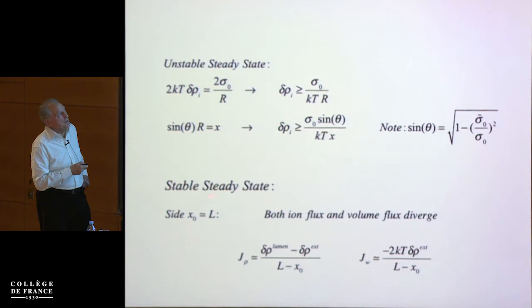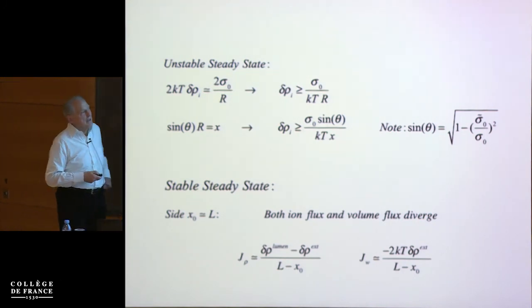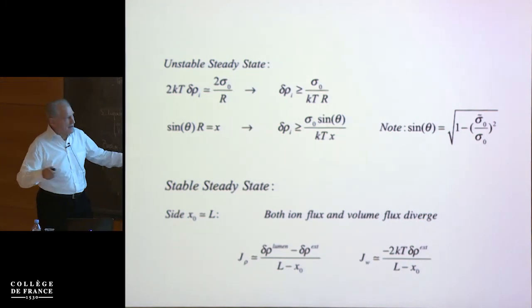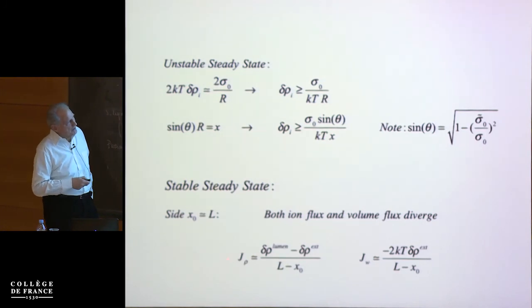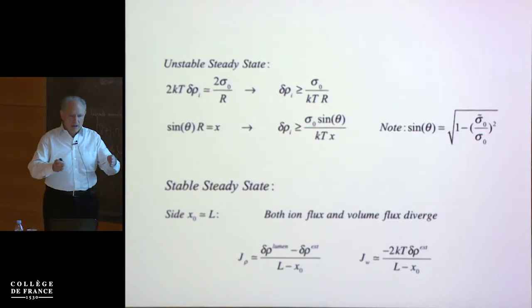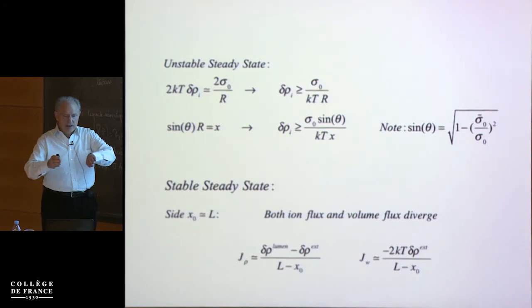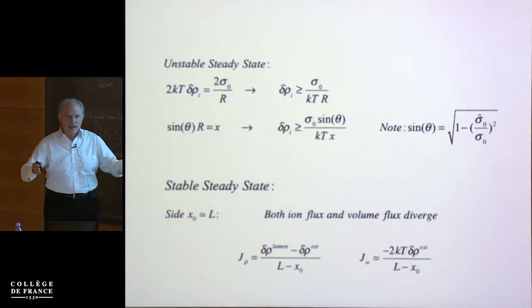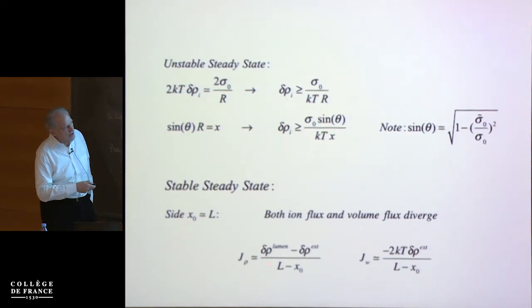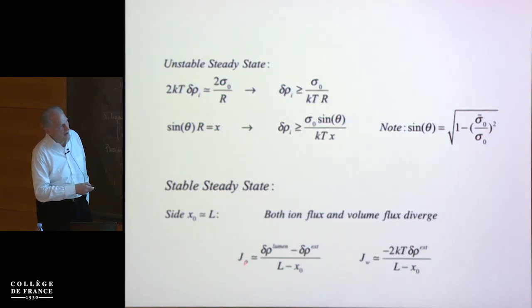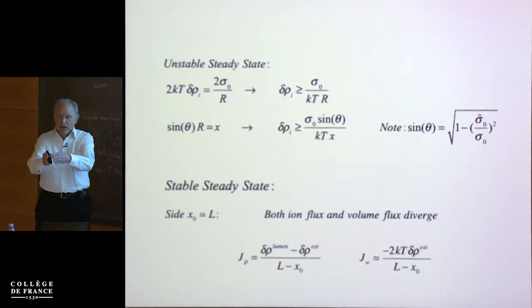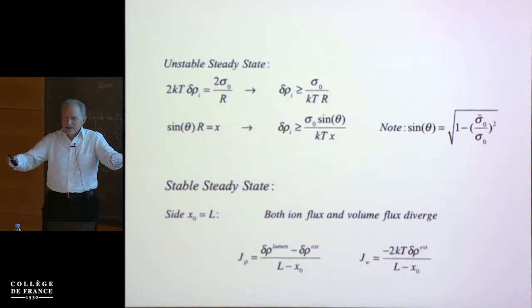Now, why can we get a stable steady state? It has to do with the lateral leaks. It's easy to understand that when the distance of the side of the lumen to the edge of the cell becomes smaller than the screening length, the leak diverges like one over that distance, both the ion leak and the water leak. And so if you get too close, you get divergence, and that stabilizes the system.